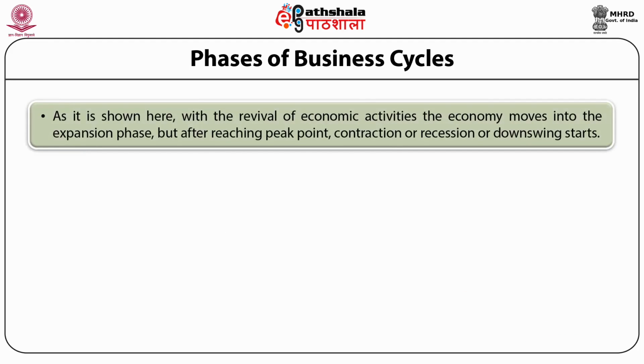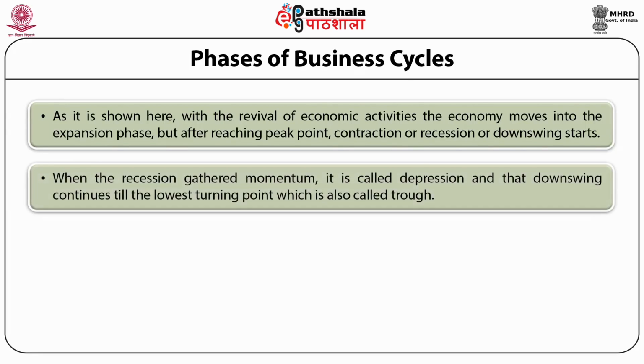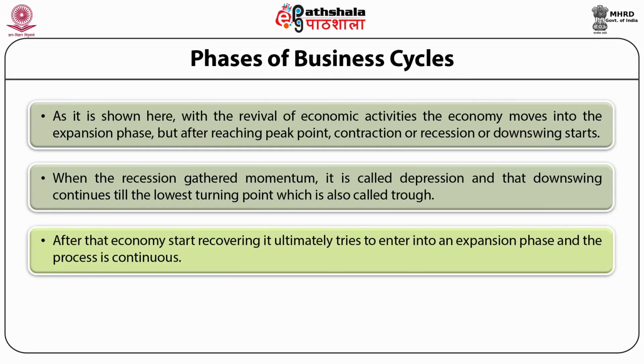As it is shown in the figure, with the revival of economic activities, the economy moves into expansion phase, but after reaching its peak point, contraction or recession or downswing starts. When the recession gathers momentum, it is called depression, and that downswing continues till the lowest turning point, which is also called trough. After that, economy starts recovering. It ultimately tries to enter into an expansion phase, and the process continues.